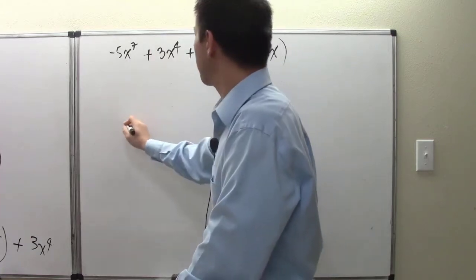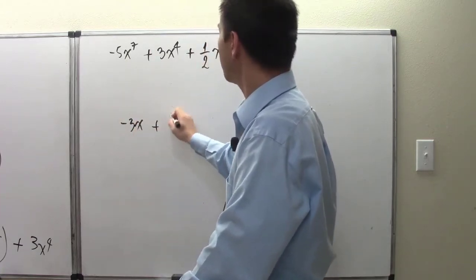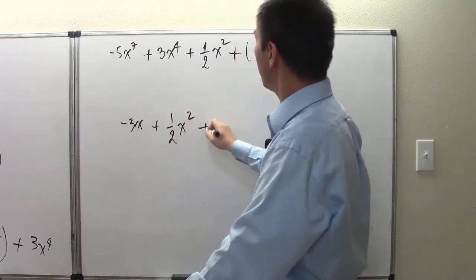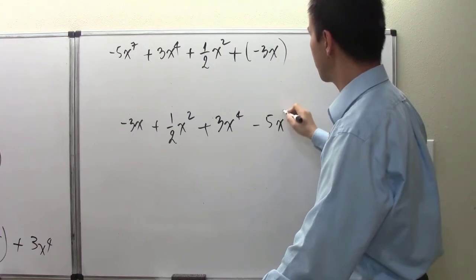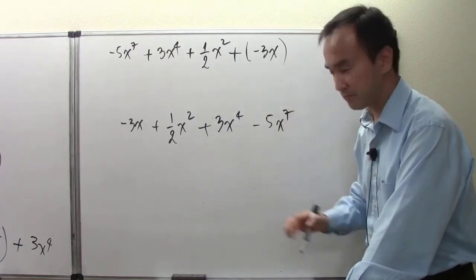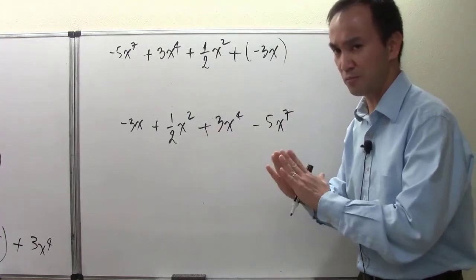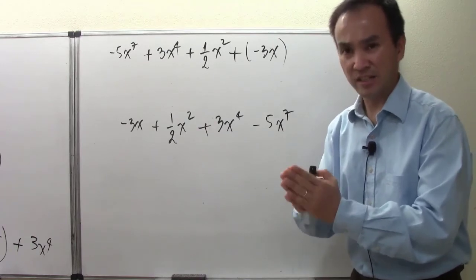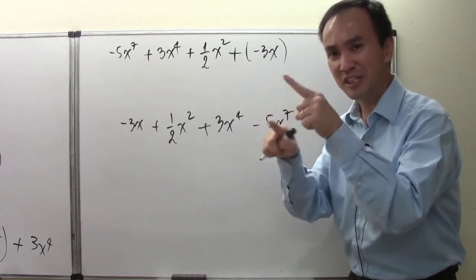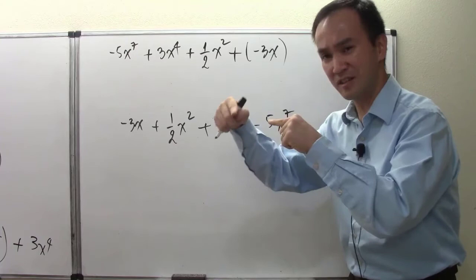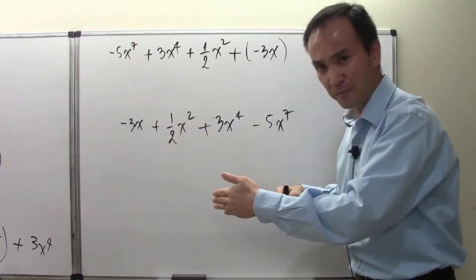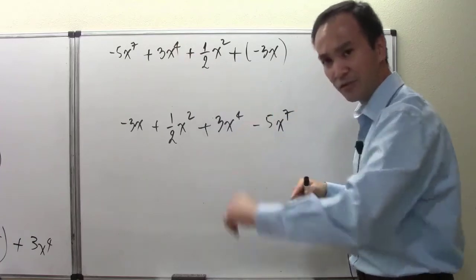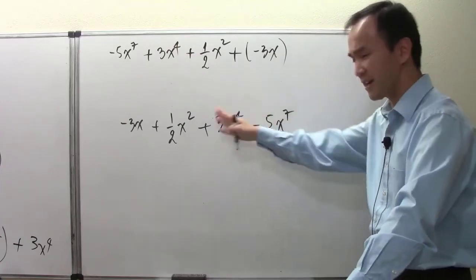For example, something like this, we can write it as minus 3x plus 1/2 x squared plus 3x to the 4th minus 5x to the 7th. That works too. As long as we put ourselves in the good habit of arranging these power functions in a certain order, either increasing or decreasing powers from left to right.